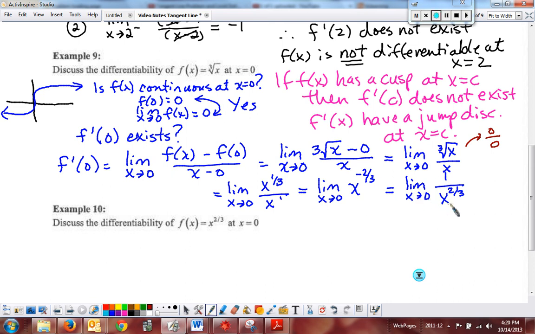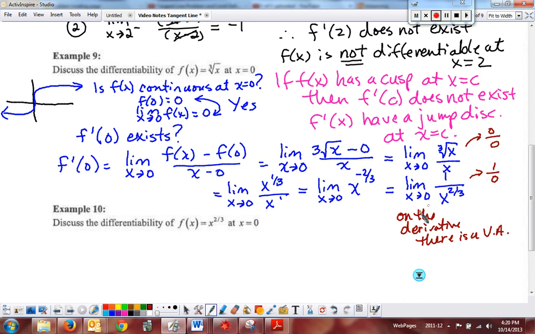What happens now when I try to plug this in? This, when I try to do direct substitution, gives me 1 over 0. Is that still indeterminate? No. What this tells me is on the derivative, there must be a vertical asymptote, because this is either going to infinity or negative infinity. It actually goes to infinity on either side.